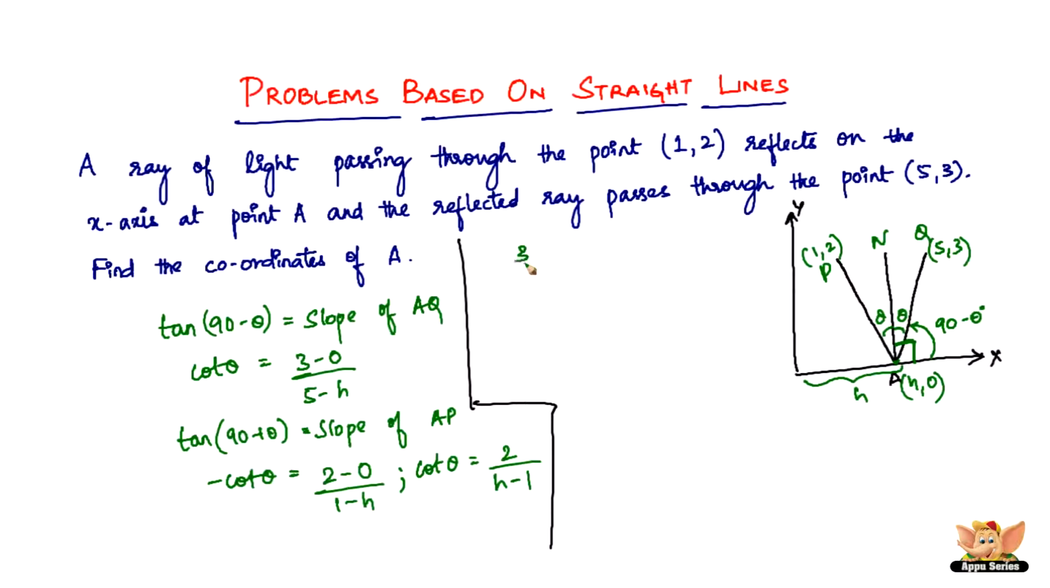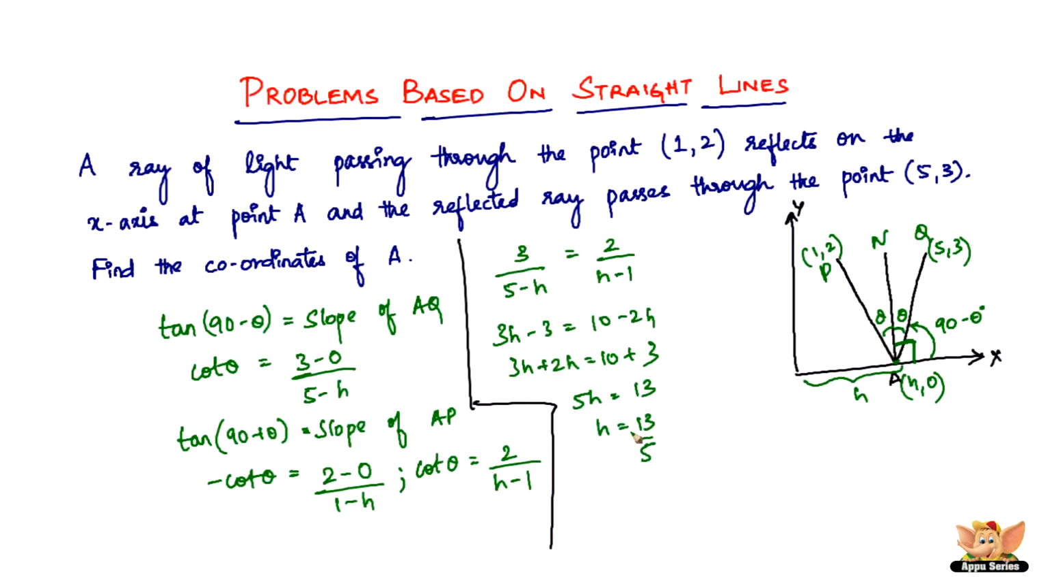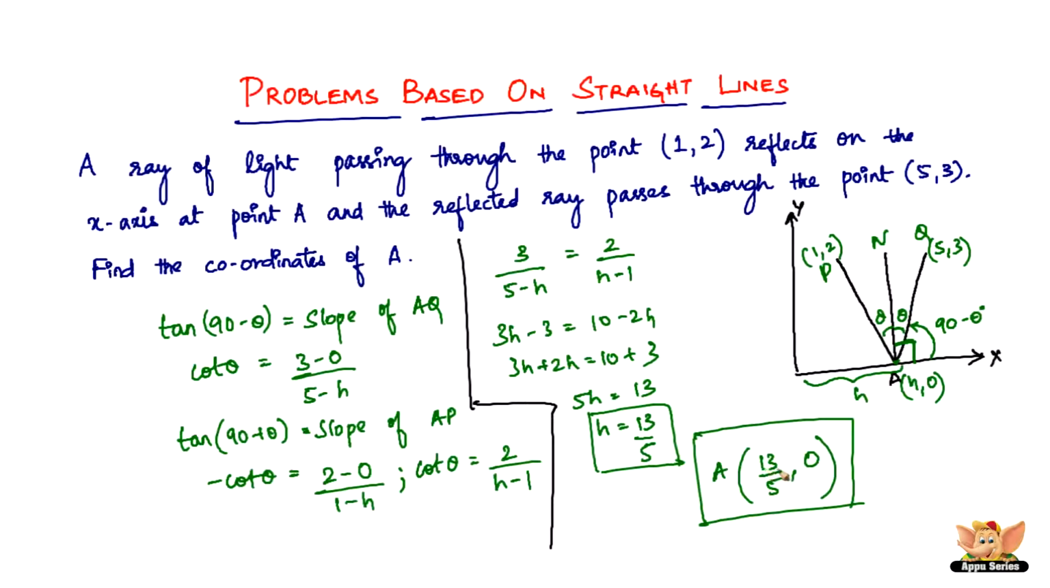So let's equate these two. We have 3 divided by (5 minus h) equal to 2 divided by (h minus 1). So when we have to find the coordinates of A, we just have to find the value of the x coordinate. That's all, because y is already 0 since it lies on the x-axis. So it makes our job so much easier. So cross multiplying, we get 3h minus 3 equals 10 minus 2h. We have 3h plus 2h equals 10 plus 3. 3h plus 2h is 5h. 5h equals 13. So h equals 13 by 5. So now that we found h, 99% of the answer is done. So the coordinates of the point A will be 13 divided by 5, which is the x coordinate, comma 0, which is the y coordinate. So therefore, the coordinate of A is nothing but (13/5, 0).